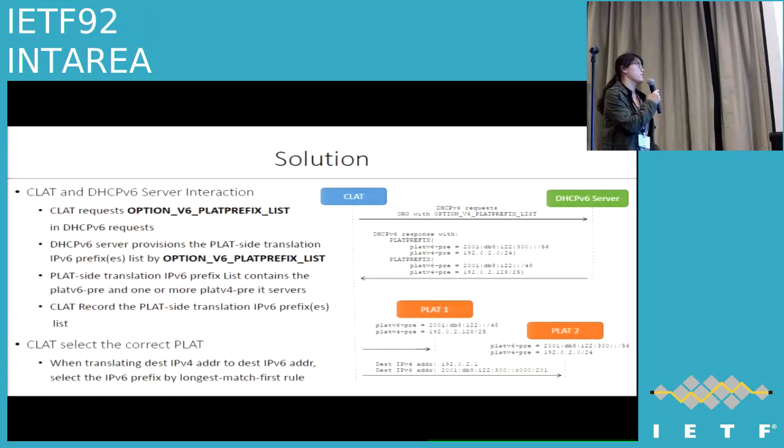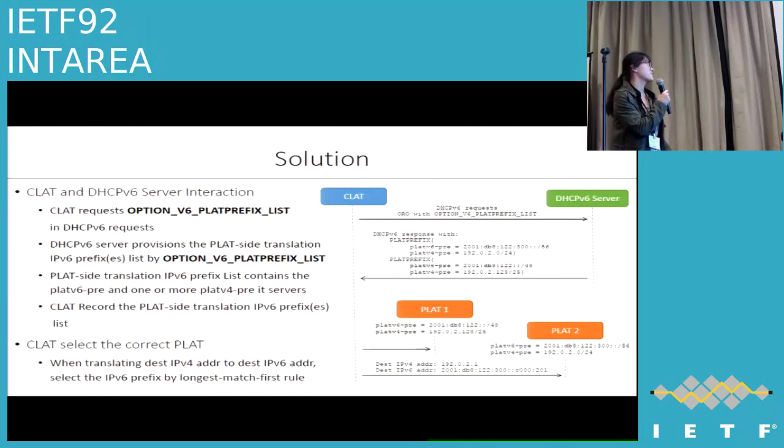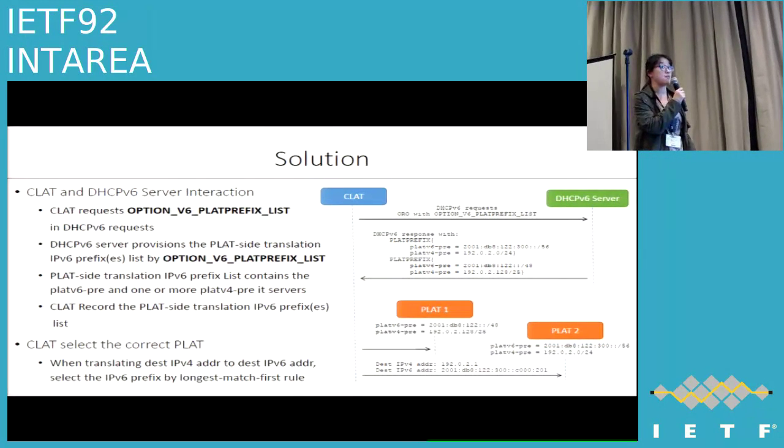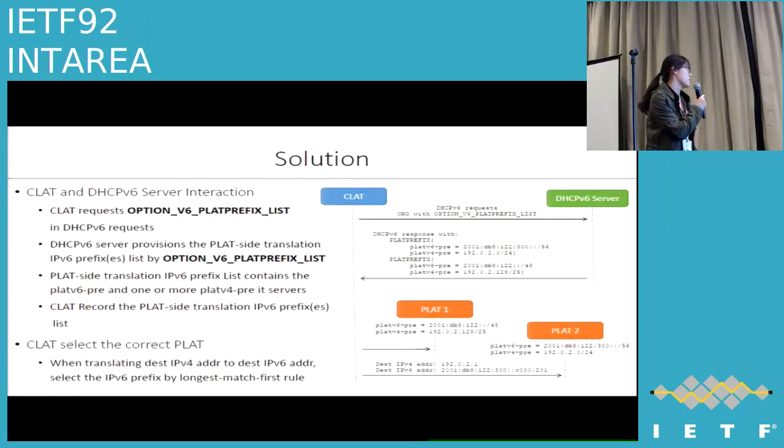In the translation process, the CLAT must select the correct PLAT. According to the provisioned prefix list and the destination IPv4 address, the correct IPv6 prefix can be selected by the longest match first rule. Next. And there are two options defined.